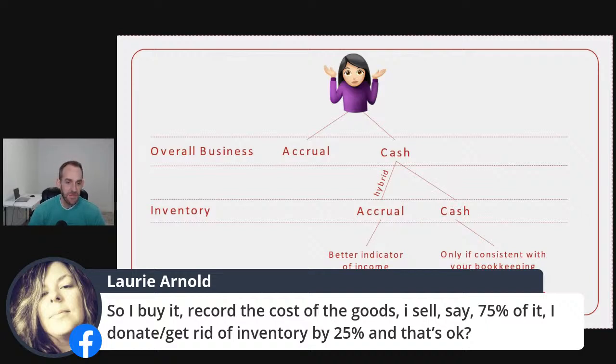So Lori asks, if I buy it, record the cost of goods, sell 75% of it, and donate or get rid of 25% of it, is that okay? Yeah, that's okay, I think so. If you sell, let's say, 7,500 out of 10,000, and you donate the remaining 2,500, yeah, the stuff you donate and get rid of, it's as if you sold it just for $0. So you still can deduct that as cost of goods sold, and we'll talk about that.